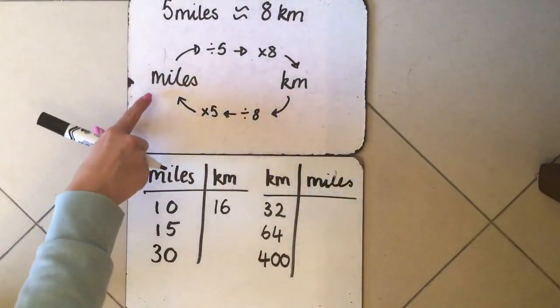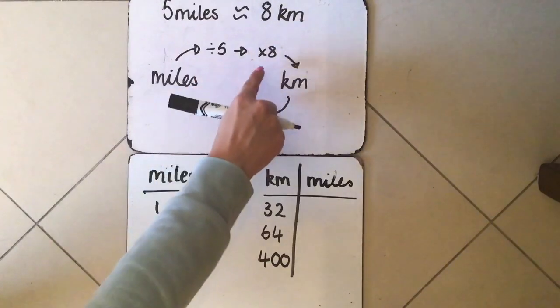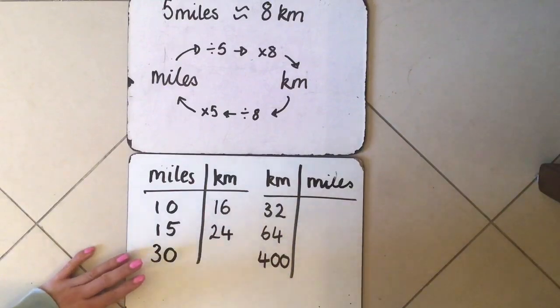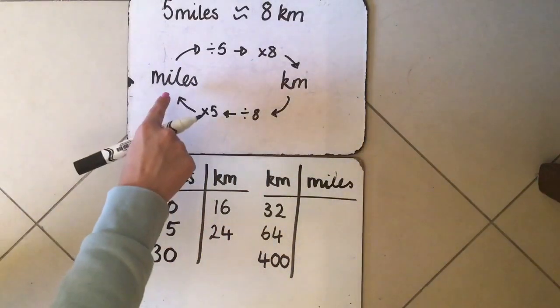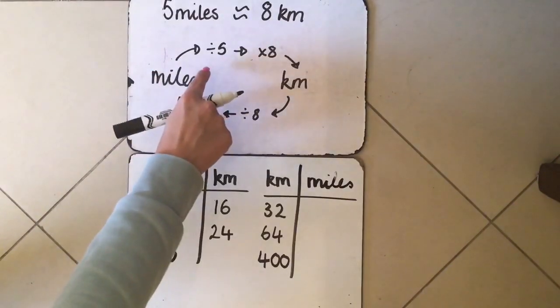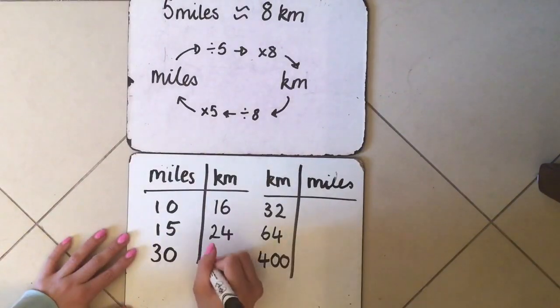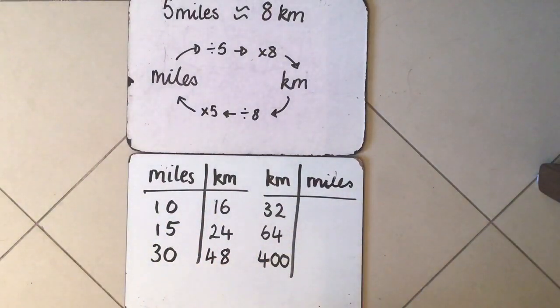The next one, 15. I'm going to take 15, divide it by 5, which I know is 3, and multiply that by 8, which is 24. The last one on this side, 30. 30 divided by 5 is 6, times 8 is 48.